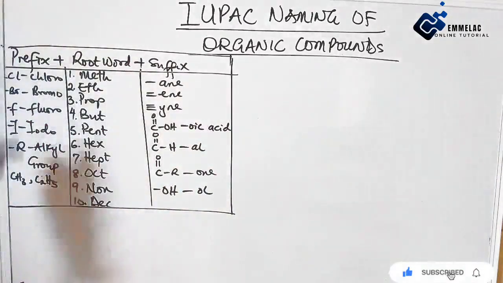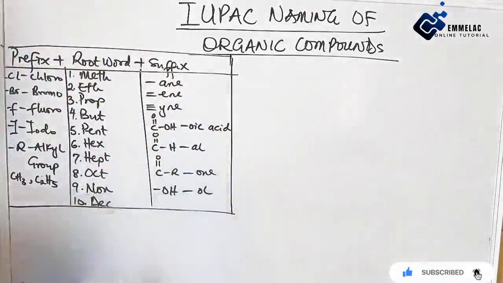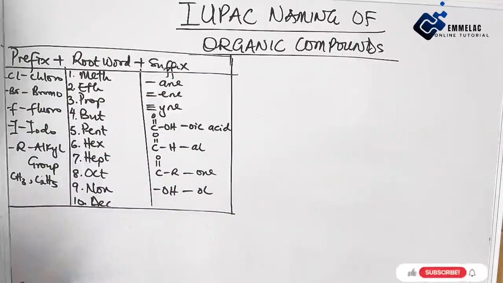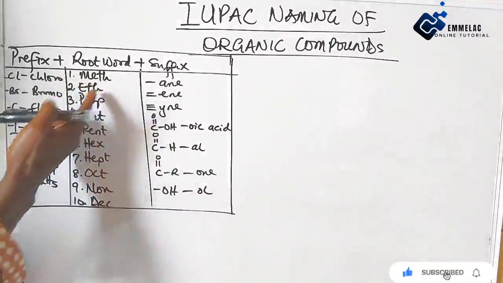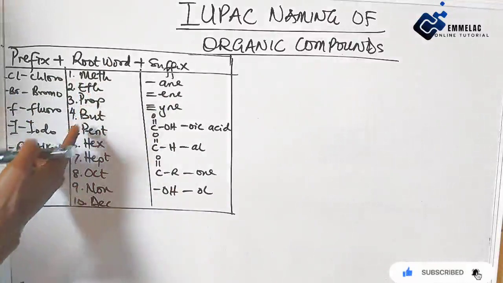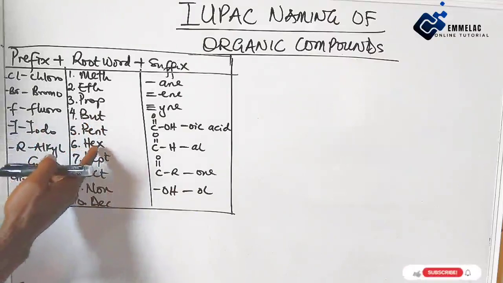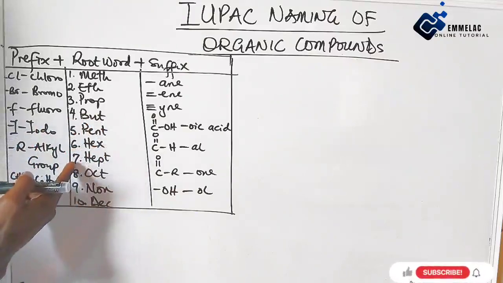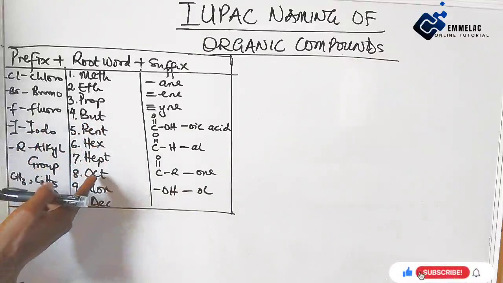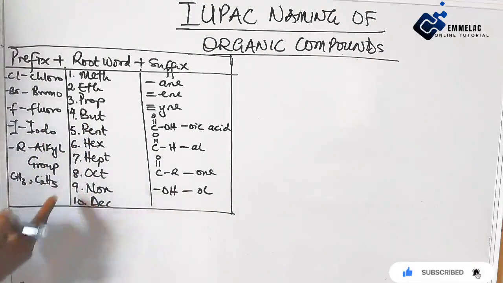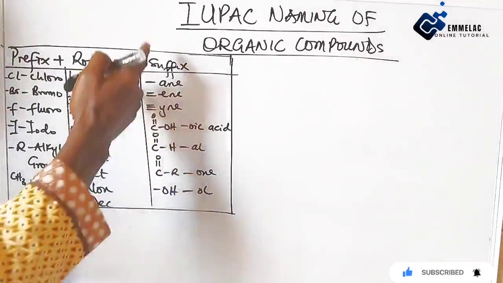Here are the prefix, the root word and the suffix. For the root word, it's just the number of carbon atoms present in that compound. If it is 1, we have meth; 2, eth; 3, prop; 4 carbon atoms, but; 5 carbon atoms, pent; 6 carbon atoms, hex; 7 carbon atoms, hept; 8 carbon atoms, oct; non and dec respectively for 9 and 10.